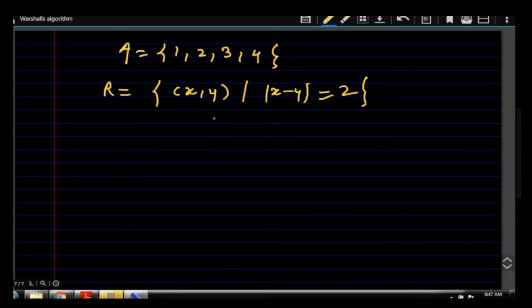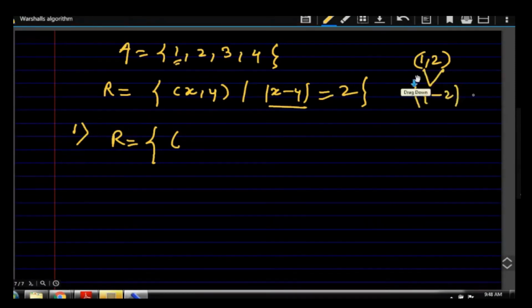For this relation, you have to write the ordered pairs. So let us try to write them. This is the absolute value that we are taking, |x minus y| equals 2. First we will check for 1. Can the ordered pair 1 comma 2 be written in the relation? The mod of 1 minus 2 should equal 2, but it is not, it equals 1.